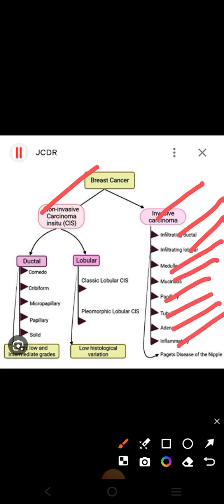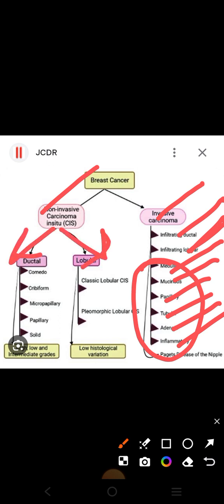In the case of infiltrating ductal carcinoma, it constitutes the maximum of the cases of invasive carcinomas of the breast, roughly 75 to 80% of the cases. Number two is infiltrating lobular carcinoma, which constitutes almost 10 to 15% of the cases, and the minor cases involve the other types. In carcinoma in situ, there are again two types: ductal carcinoma in situ and lobular carcinoma in situ.